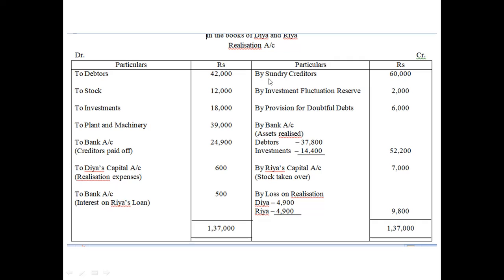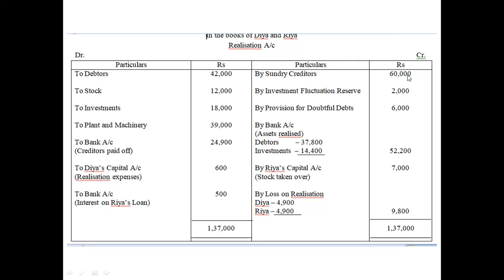Then we have sundry creditors here, 60,000. Again Ria's loan. Dia's loan was provided to Dia by the firm, but Ria's loan was provided by Ria. So Dia's loan was given, and Ria's loan was taken by the firm. Now sundry creditors will come, 60,000.